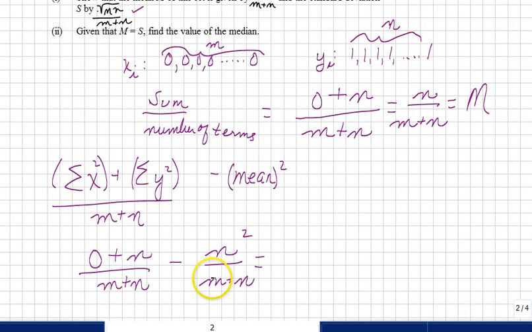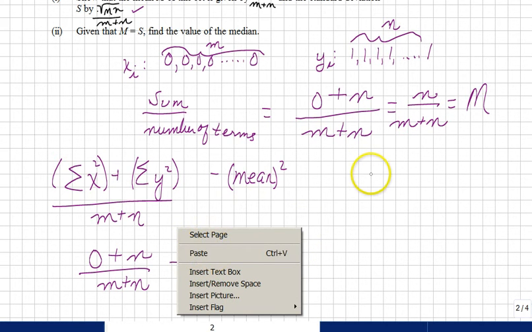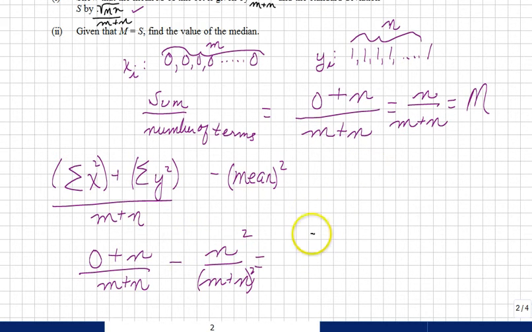So we square that, and we'll square this. Because we're squaring that mean, we're squaring the whole thing. So now we can get a common denominator here. Let me multiply the first fraction: take the first fraction times m plus n on the top, so it's m plus n times n. On the bottom we have m plus n times m plus n.